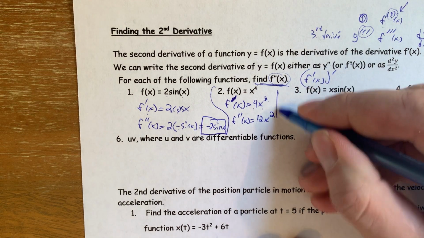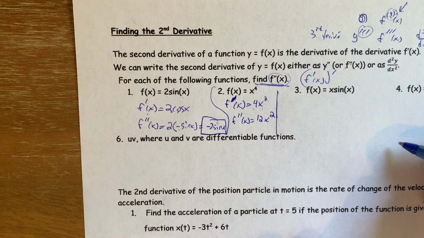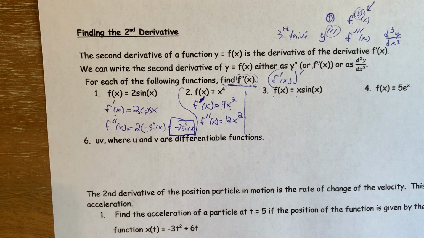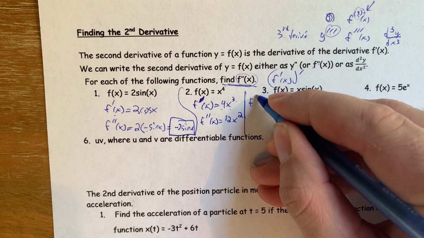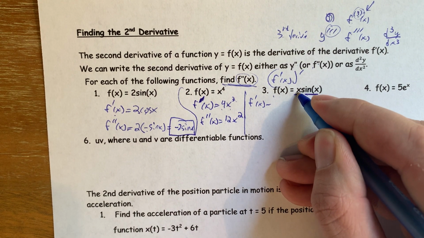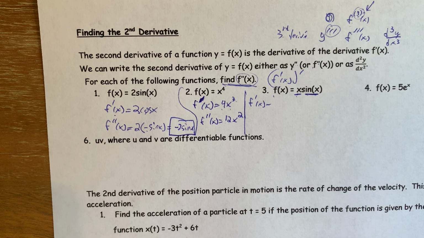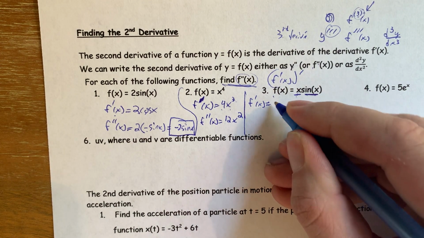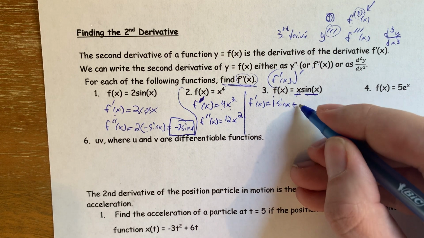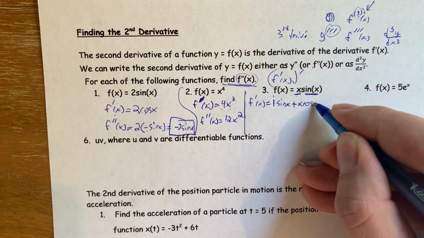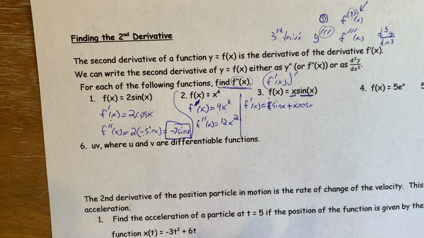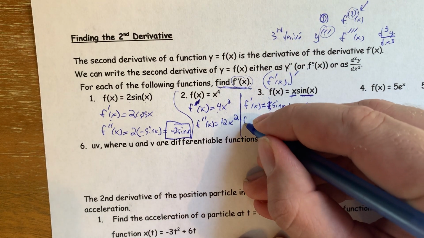This one is a little harder. In fact, I'm not sure I have enough room here. I hope I gave myself enough room. f of x equals x sine of x. So what is the second derivative? Well, we find the first derivative first. This one is product rule, since x is multiplying sine of x. So we need the derivative of the first one times the second left alone, plus the first one left alone times the derivative of the second. And we don't need this one here, of course. 1 times sine of x is just sine of x. So that's the first derivative, but now we need the second derivative.